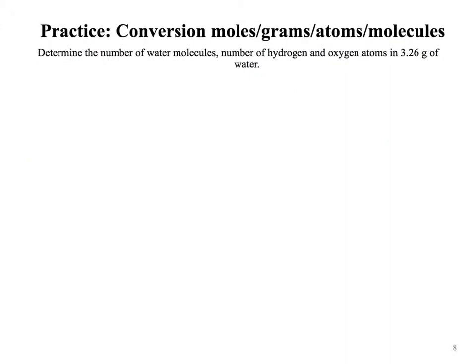The last thing I want to discuss is determining the number of molecules and atoms. So they give us in this problem 3.26 grams of water, and they want me to figure out how many water molecules are there in 3.26 grams, how many hydrogen and oxygen atoms. So what we want to do first is figure out how many water molecules.